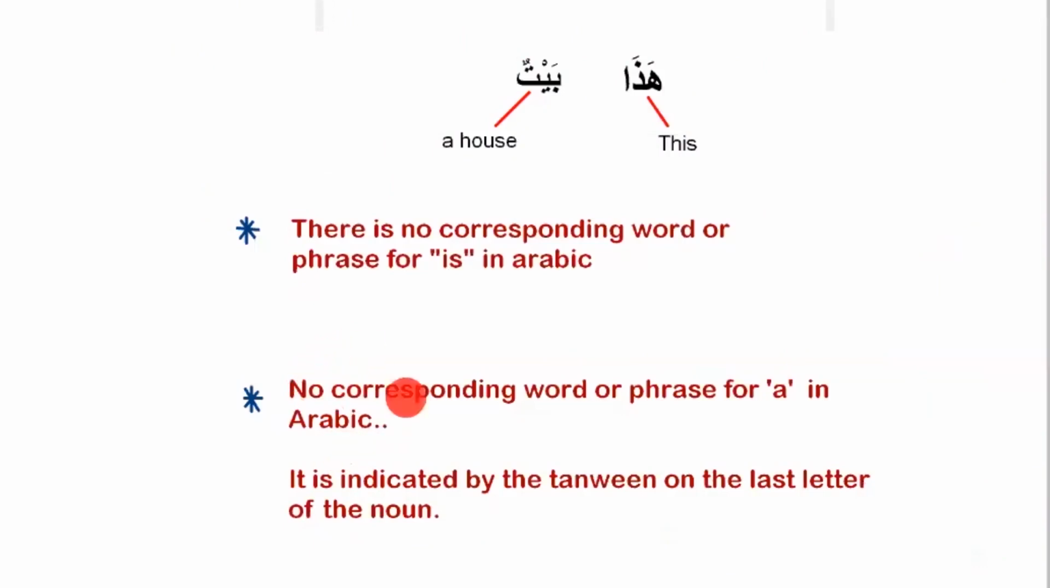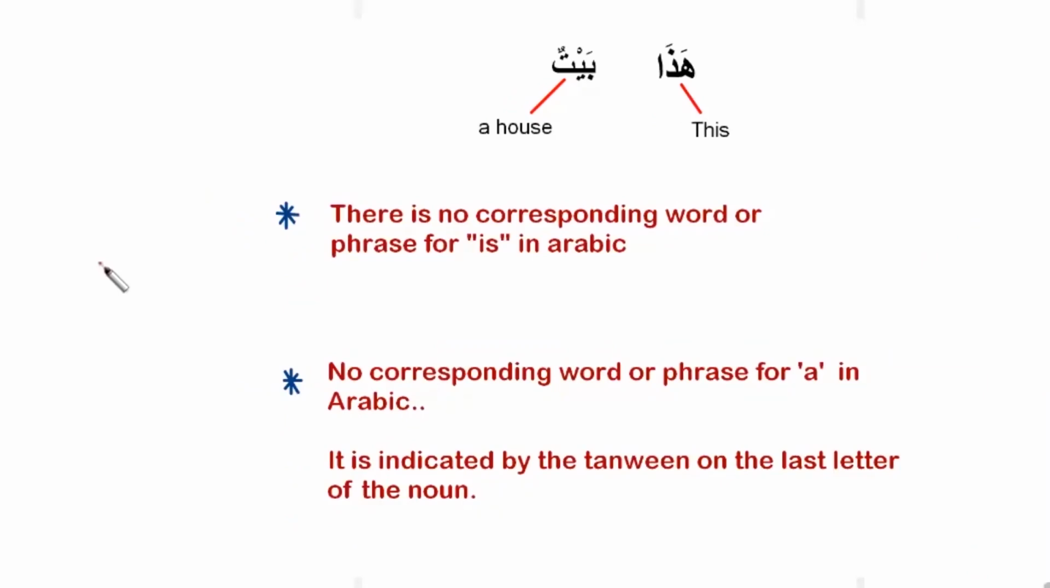So that's what they said here. No corresponding word or phrase for "a" in Arabic. It is indicated by the tanween. And as I said, tanween means double vowel. It's either double fatha, double kesra, or double dhamma. That's what we call tanween, on the last letter of the noun. So if a noun has a double vowel on its last letter, it's an indefinite noun, meaning the noun is not specific. So this tanween we are talking about is called an indefinite article. Okay. I hope that is clear.